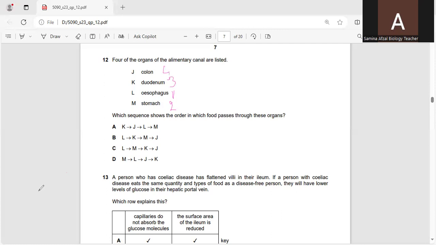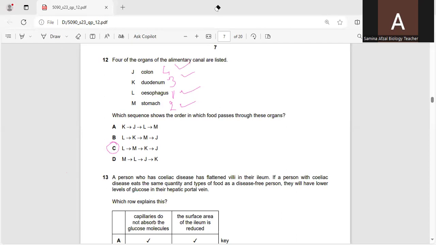Okay, now you can see over there the options according to these. There should be the L, M, K, and J. L, M, K, and J, so this is the C option. No, always the correct sequence is esophagus, stomach, small intestine, large intestine. So in this way, the food has to move. So here C is the correct option according to our knowledge.